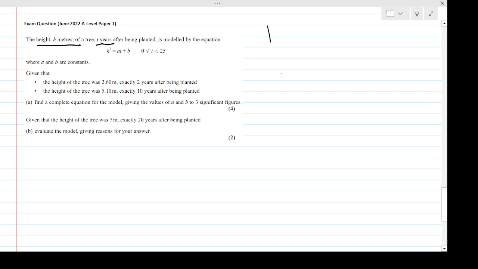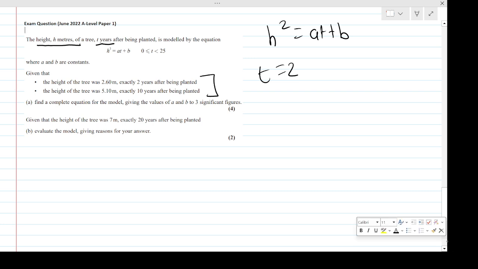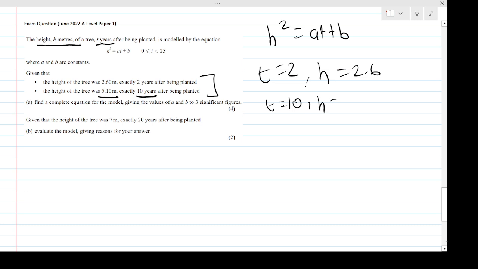So let's restate our equation: h squared is at plus b. I need to use the information given. It's told us that the height of the tree was 2.6 meters exactly 2 years, so the time is 2, because t is in years. So t is 2, and h, the height, is 2.6, as you can see there and there. And then when t is 10, in 10 years, the height is 5.1. So we can write that as t is 10, h has to be 5.1.